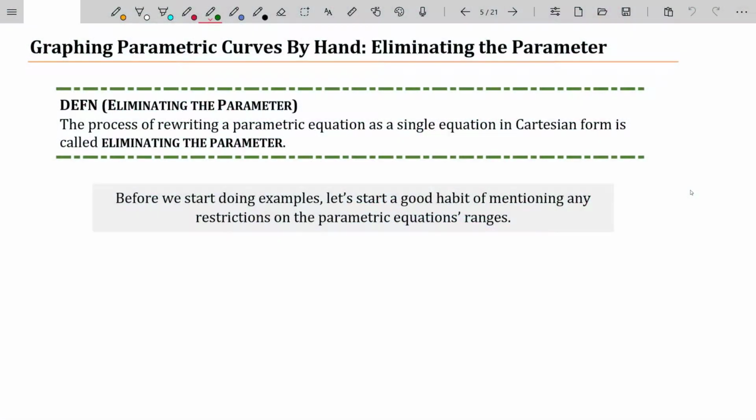Hello, my name is Roy Simpson, professor of mathematics at Cosumnes River College in Sacramento, California. This is a second video in a series on plane curves and parametric equations. We're going to start talking about how to graph parametric curves by hand.